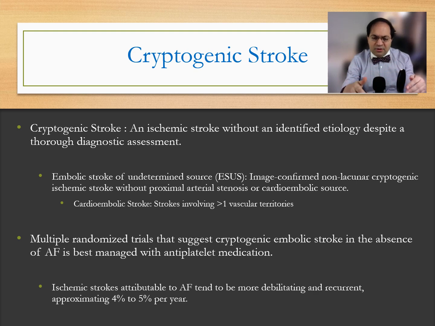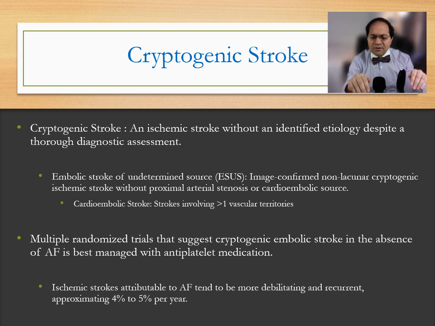Now, there is another category, another name, called embolic stroke of undetermined source, ESUS. ESUS is image-confirmed non-lacunar cryptogenic ischemic stroke without proximal arterial stenosis or cardioembolic source. So if you have something that is embolic and cryptogenic, we call it ESUS. About 50% of the cryptogenic stroke patients have embolic stroke of undetermined source, which is around 17 to 20% of all the ischemic strokes.